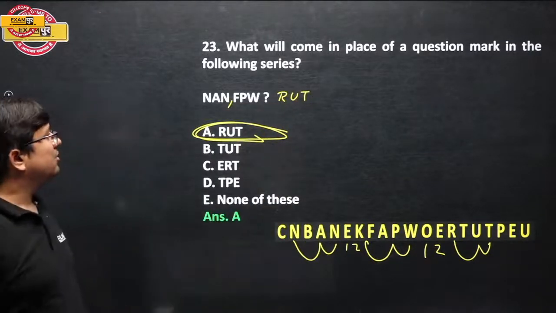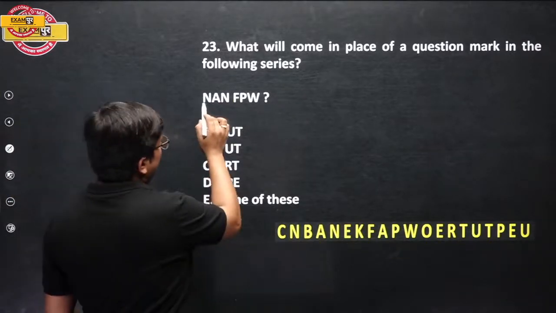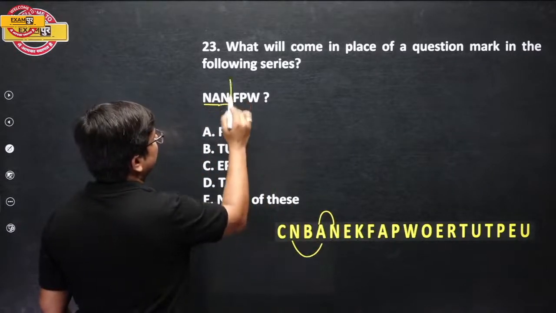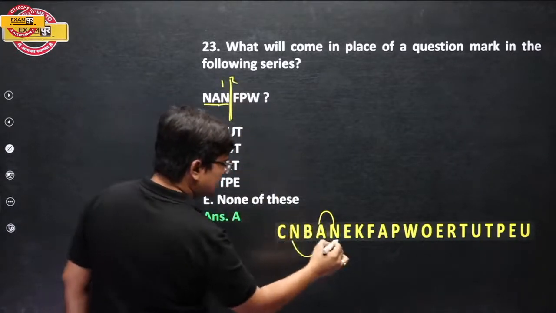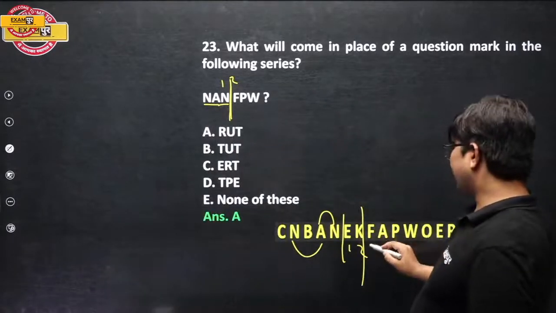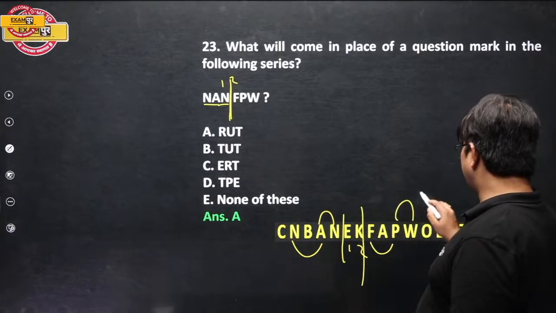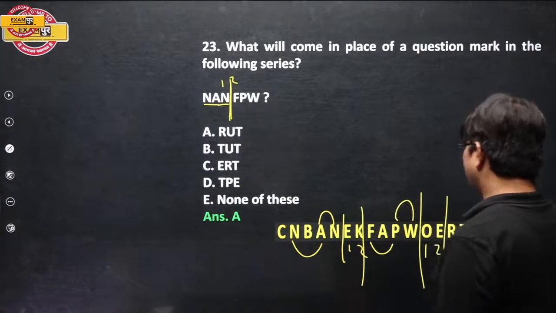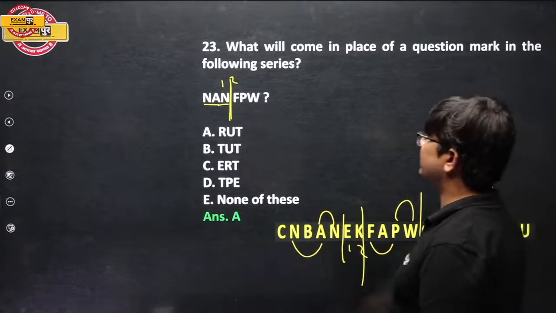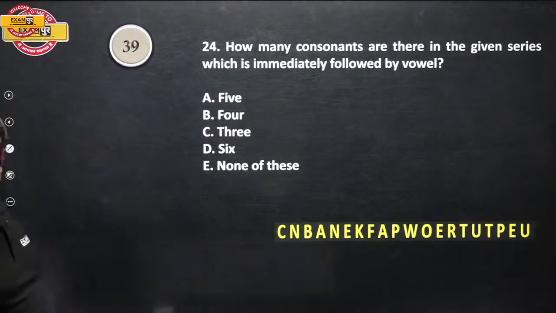Getting it or not? So, see, again I will explain this one. Actually, what is happening? N and A, there is a gap of 1, and then N is consecutive. Then over here, there is a gap of 2 letters. And then F, P, and then W. And then again, a gap of 2 letters. And then R, U, and T. So R, U, and T is the right answer, option number A. All right, everybody. Next. Hurry up.